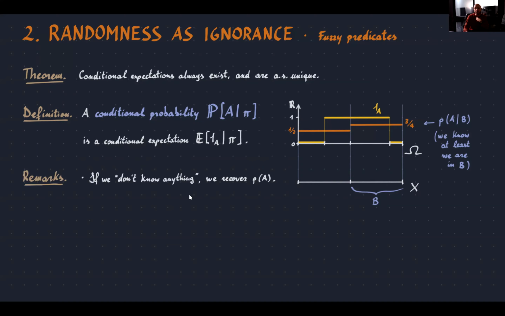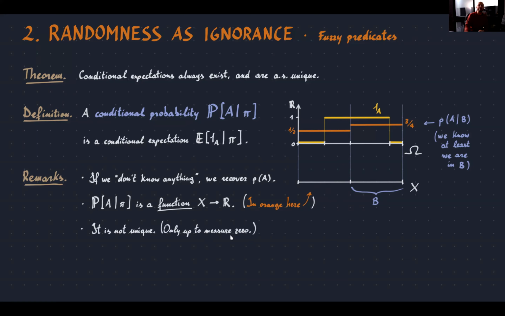So, first of all, if we don't know anything, so if we didn't have this middle division, we recover the unconditional probability we saw before. Second thing, the conditional probability is not just a number, it's a function. It's this one in orange. It depends on what's the extra datum that you have. And not just a function, it's measurable for this, so it really depends on the distinction that you can make here. And also, it's not unique, but only up to measure 0. This is a massive source of headache, and one of the main reasons for doing this categorically. You still get the up to measure 0 thing, it doesn't go anywhere, but at least it's less of a problem, okay?